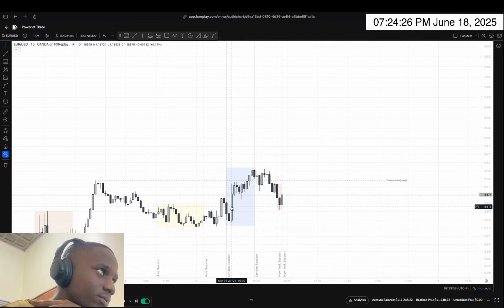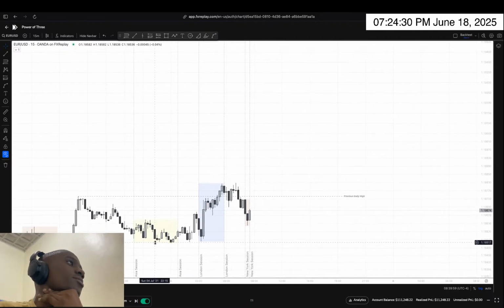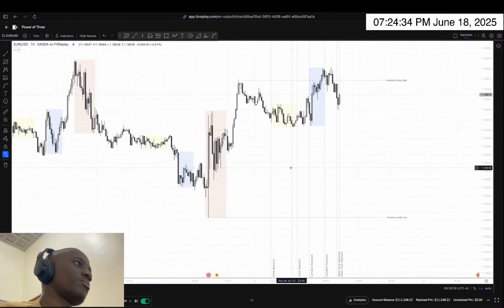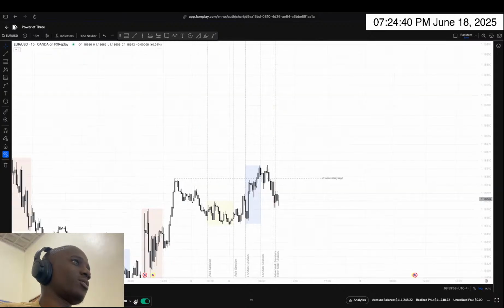Yeah, that's nice, but we don't have a sweep yet. Maybe let's see if we can take out these lows, because that sweep here isn't the one that we're waiting for. A sweep that will happen on Friday. So let's see if we can get one.